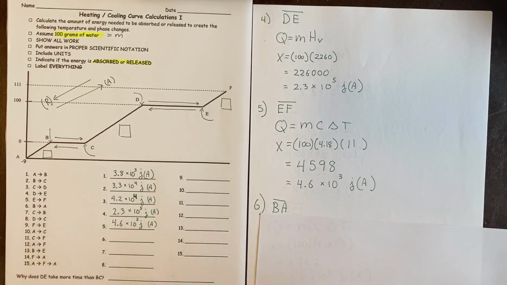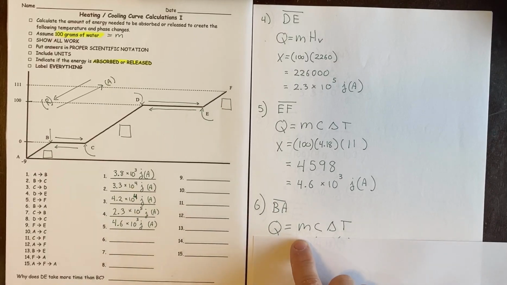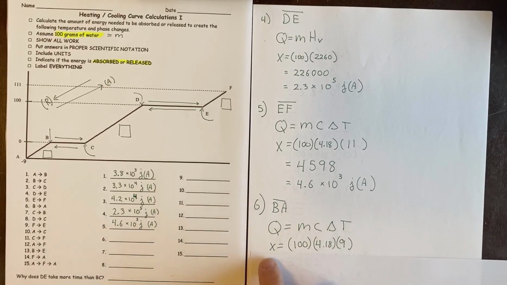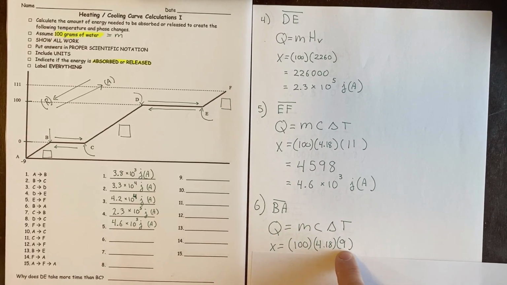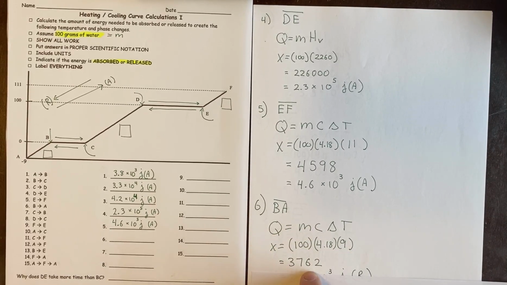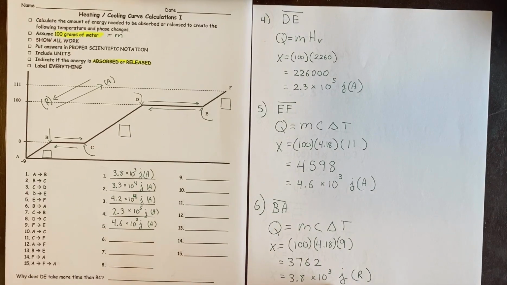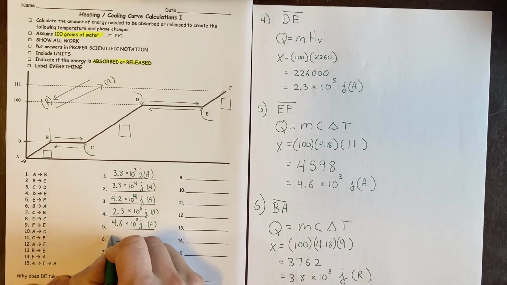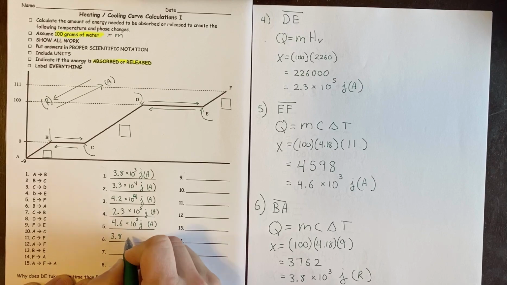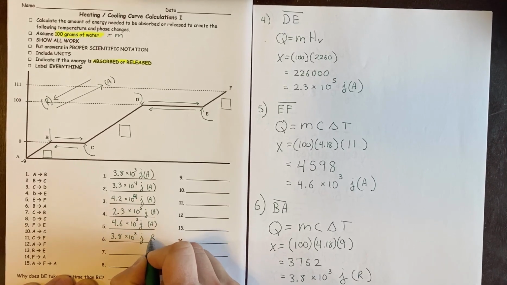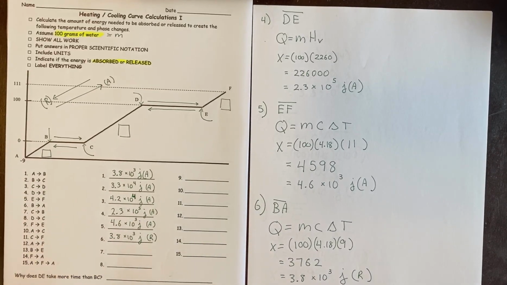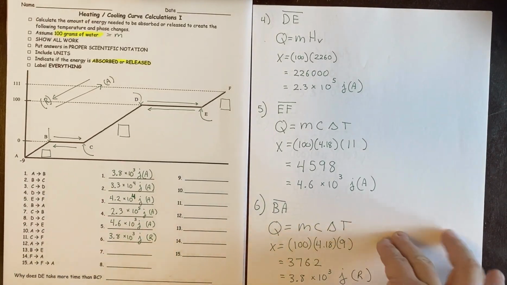So for this one, you do have to show all the work. So Q equals mCΔT, just like number 1. 100 is my m, 4.18 is my C because it's water, 9 is my delta T. This number again, rounded, it's going to look like that. The only real difference is going to be this. And that's it. Let's look at a few more.